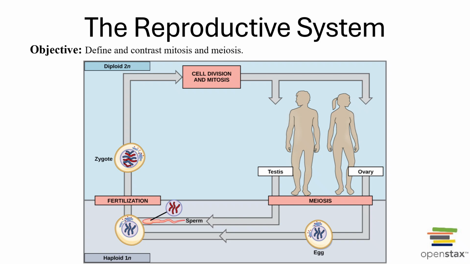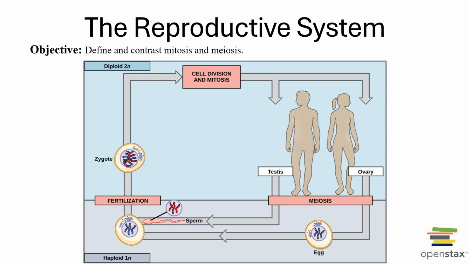In this video, you will learn how to define and contrast mitosis and meiosis. The reproductive system produces the next generation of offspring. Reproduction requires specialized cells called gametes, the sperm and egg cells. Sperm cells are also called spermatozoa. Egg cells are also called ova. While spermatozoa are the male gametes, the female gametes are ova.